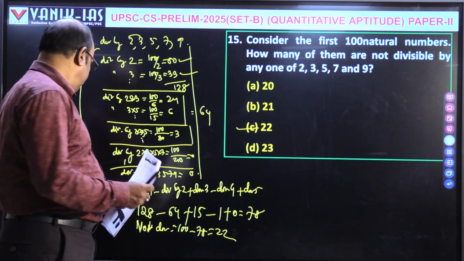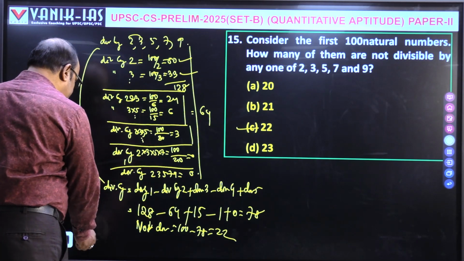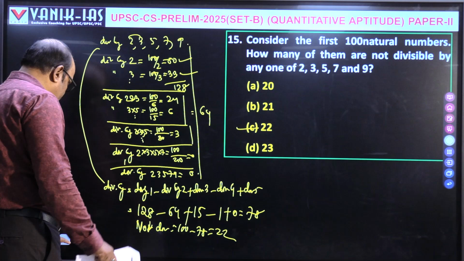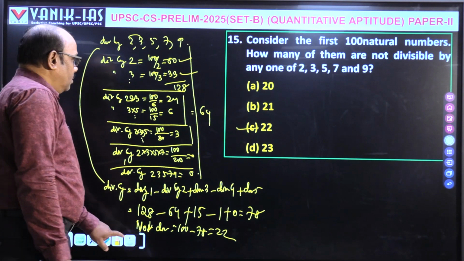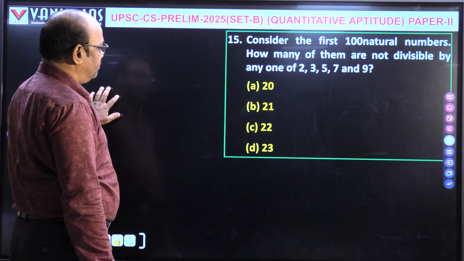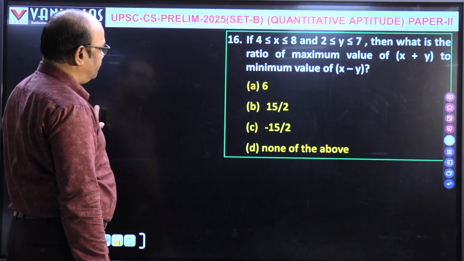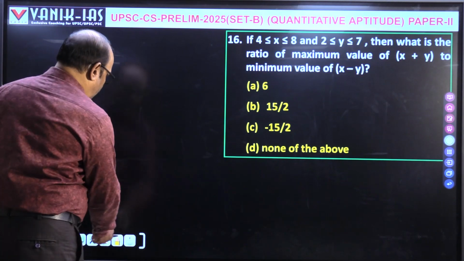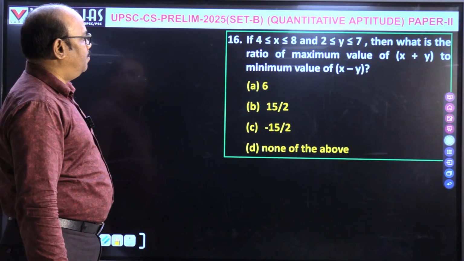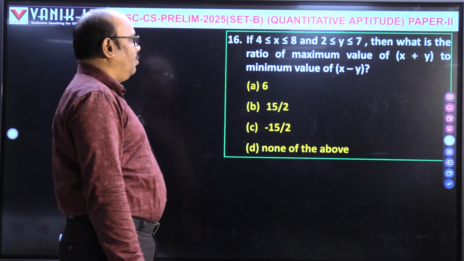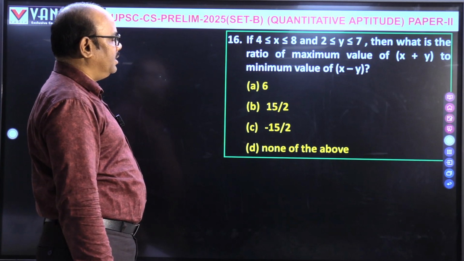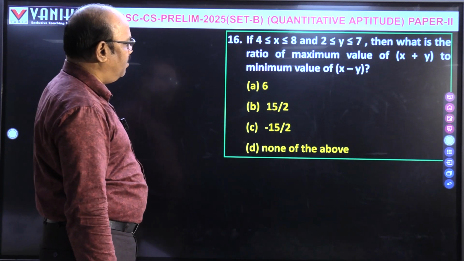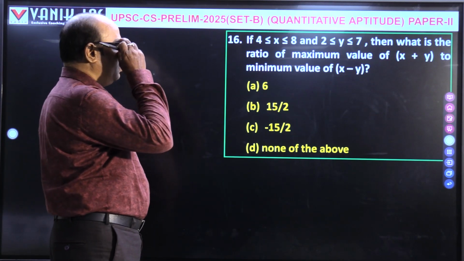Next question. If 4 is less than or equal to x less than or equal to 8 and 2 is less than or equal to y less than or equal to 7, then what is the ratio of the maximum value of x plus y to the minimum value of x minus y?